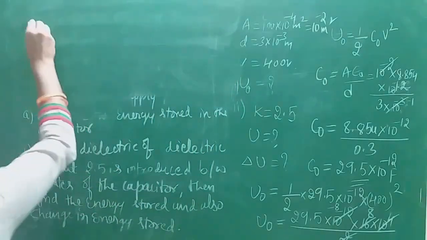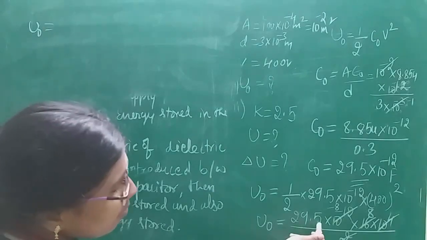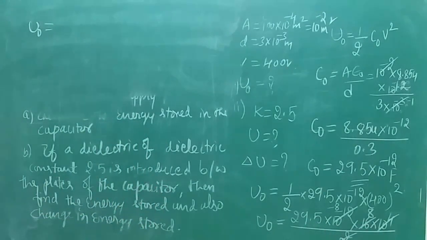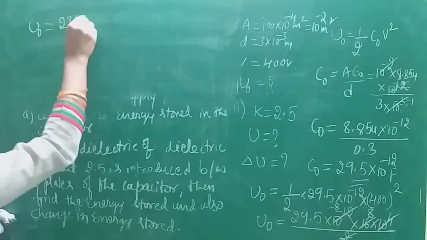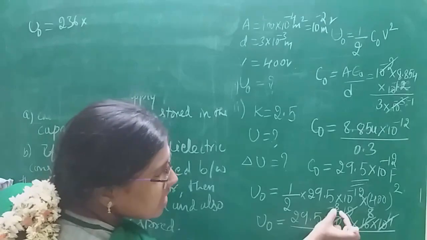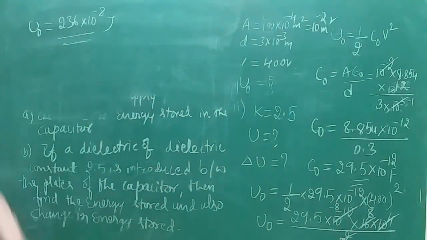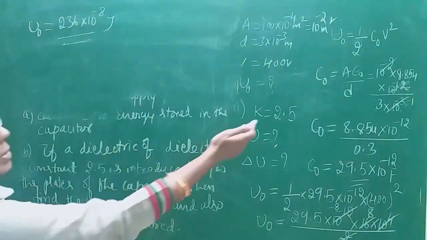So U naught will become equal to, after simplifying, 29.5 into 8. So you will get the value as 236 into 10 to the power of minus 8 joule. This is U naught.